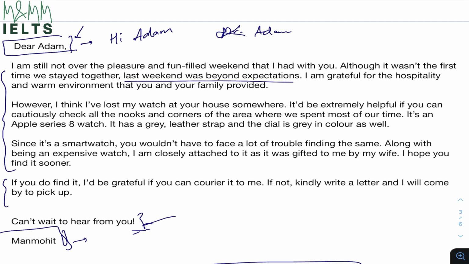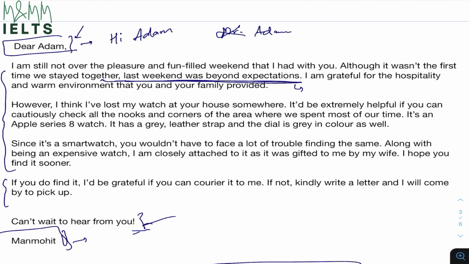This sentence, last weekend was beyond expectations, is what we call a subordinate clause. Not an independent clause, but a subordinate clause, which simply means that this little sentence that I've written connects with the previous sentence. It cannot stand alone. If you just write down these words, last weekend was beyond expectations, it makes sense, but it's incomplete without more information. So these are known as subordinate clauses.